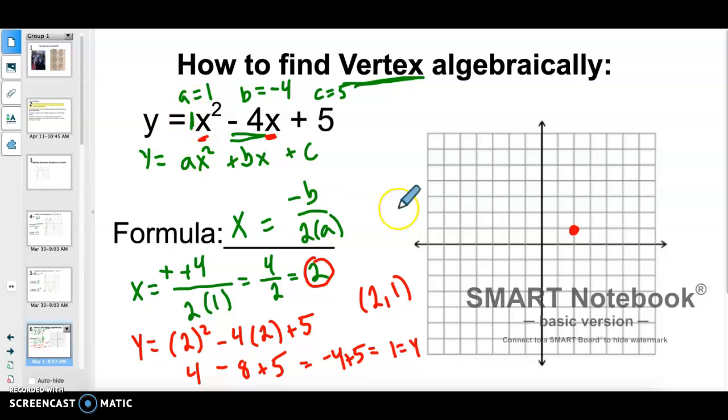Since my a is positive, I know it's going to open up. So immediately I could do a rough sketch. I know it's going to look something like that. So our job next is to find exactly what points this parabola is going to be hitting to make a more precise parabola.